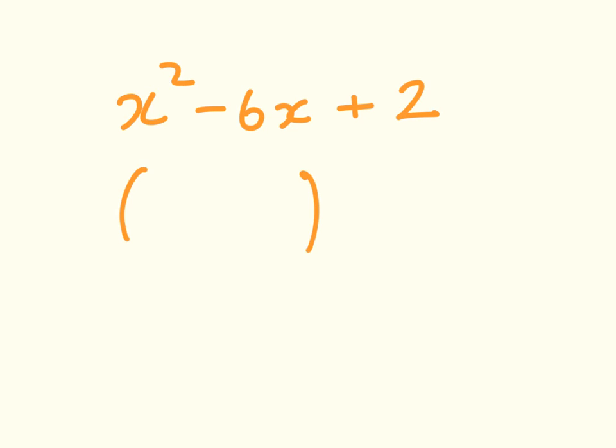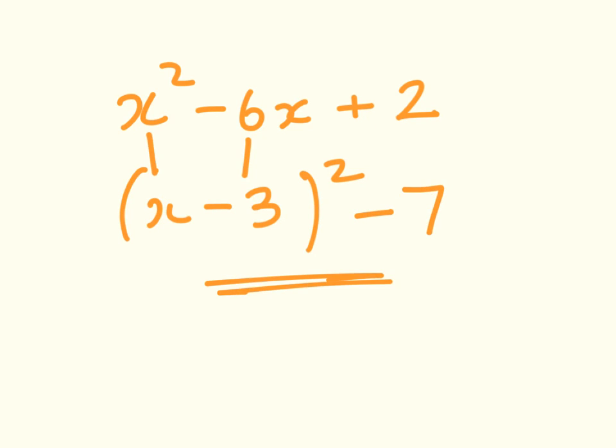Let's do another example. x squared minus 6x plus 2. So bracket squared, in the bracket, the x goes in, half the negative 6 goes in. Now, what's negative 3 squared? Negative 3 squared is 9. How do I get back to 2? By taking away 7. And that's my answer.